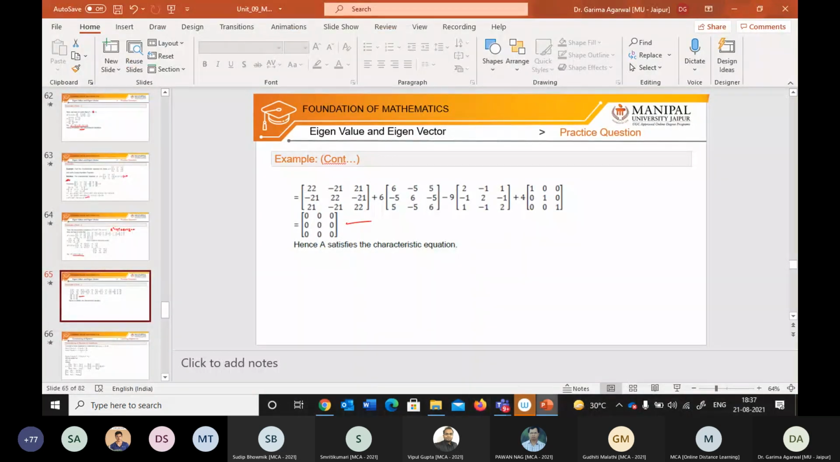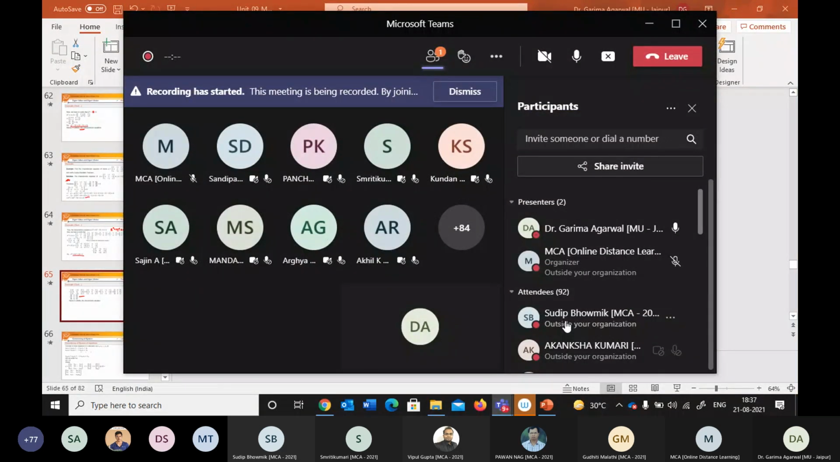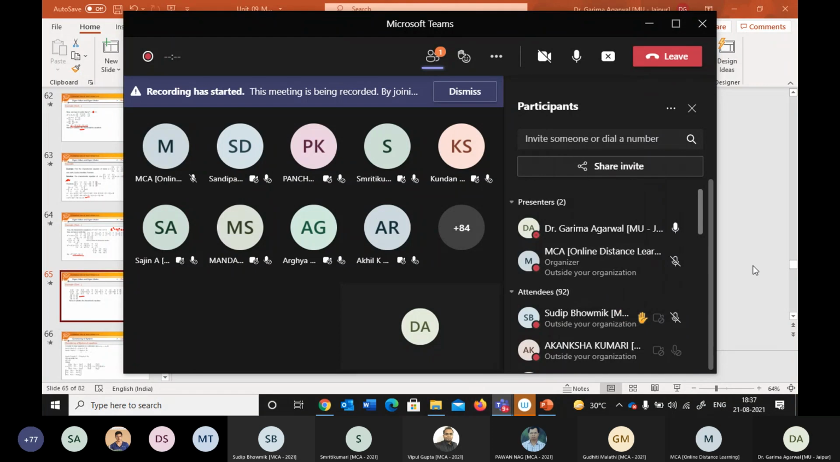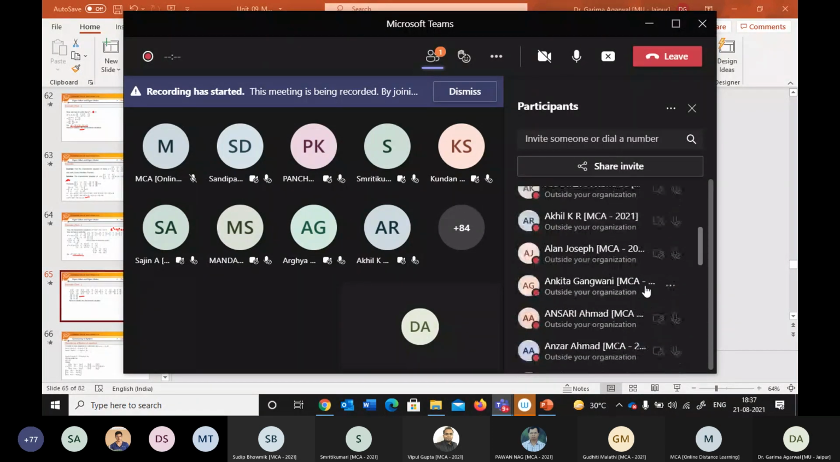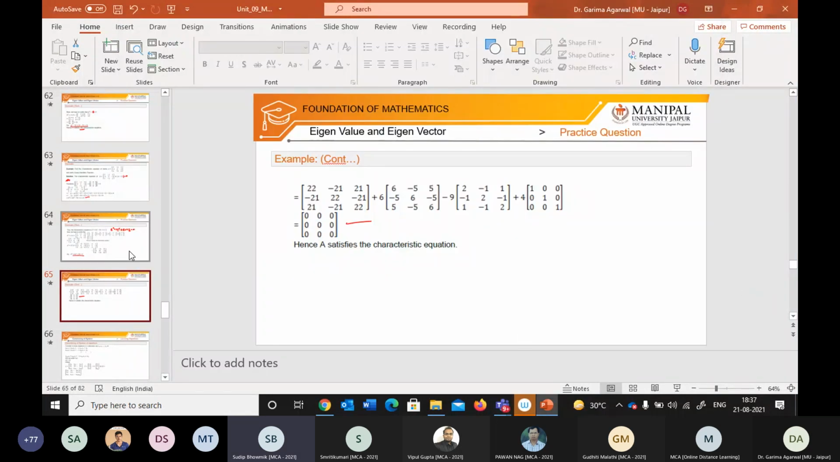If you guys have any problem in Cayley-Hamilton theorem, please raise your hand. Yes, Sudeep. Yes, Sudeep, you can unmute yourself and ask your question. Yeah, thank you, madam. Am I audible? Yes, Sudeep, you are audible.